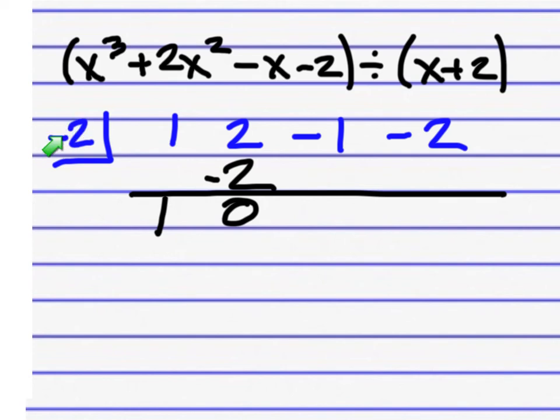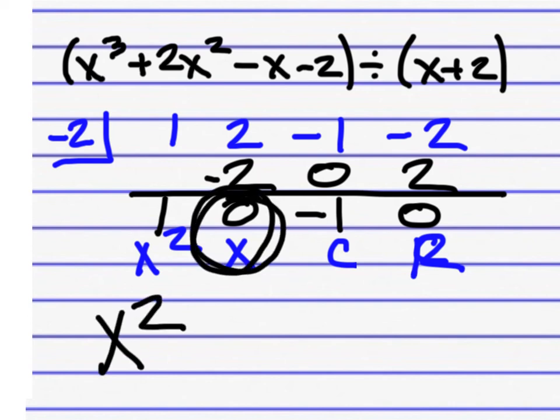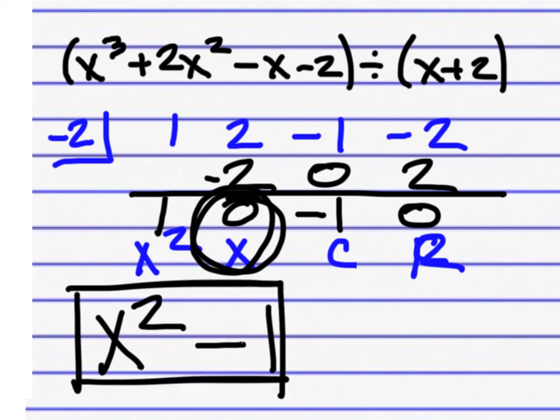Multiply the 0 by this negative 2. Put the result there. 0. Negative 1 plus 0 is negative 1. Negative 1 times negative 2 is positive 2. And then add that column. 0. This is your remainder. This is your constant, your x term, and then the x squared. So we end up with an answer of 1x squared. There is nothing to put here. Minus 1. There is no remainder. So it's just x squared minus 1.